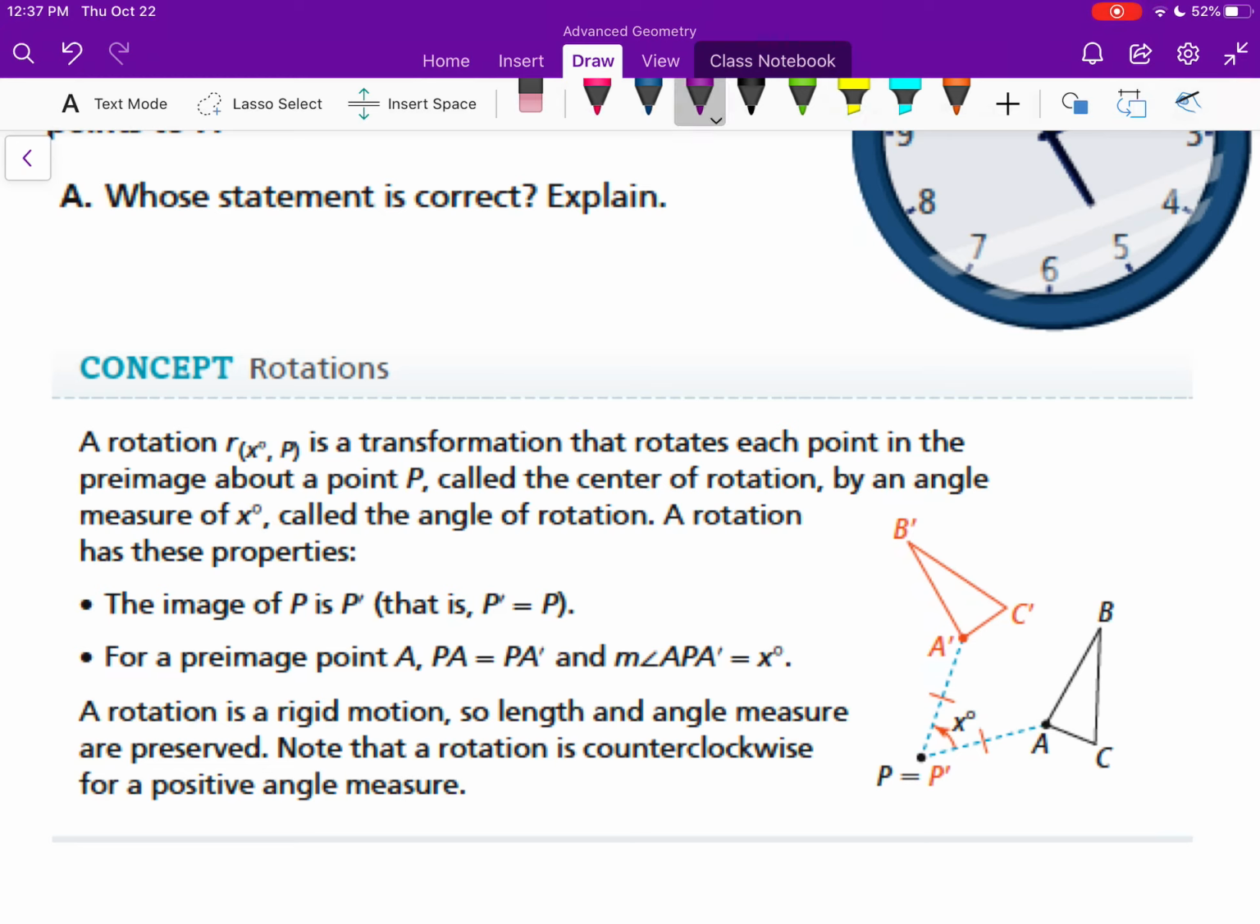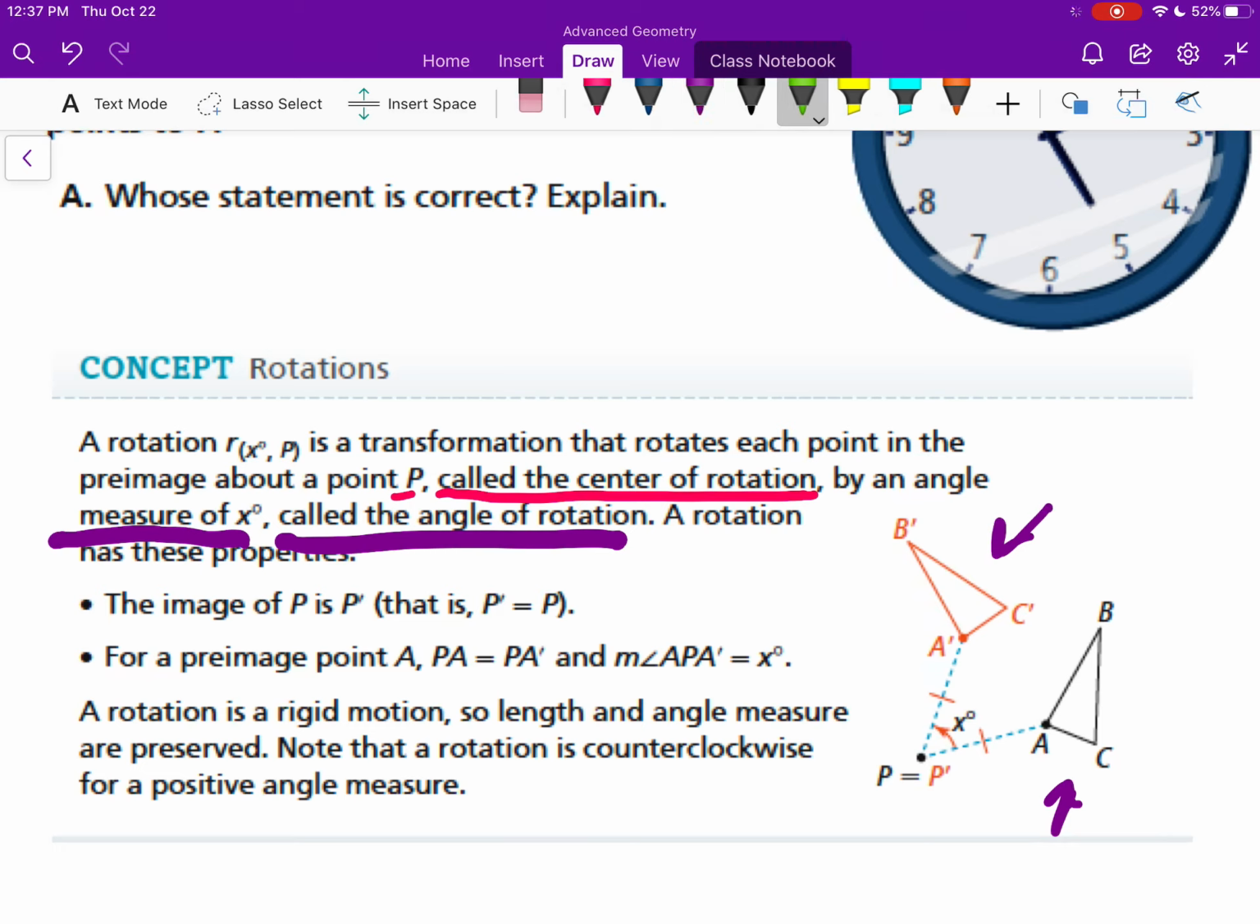So if we're looking at this diagram, our pre-image is where we start, our image is where we're going. We rotate around a certain point, in this example it's point P, and it's called the center of rotation. So that's the point we are rotating around, and we rotate by an angle measure, and that's called the angle of rotation.